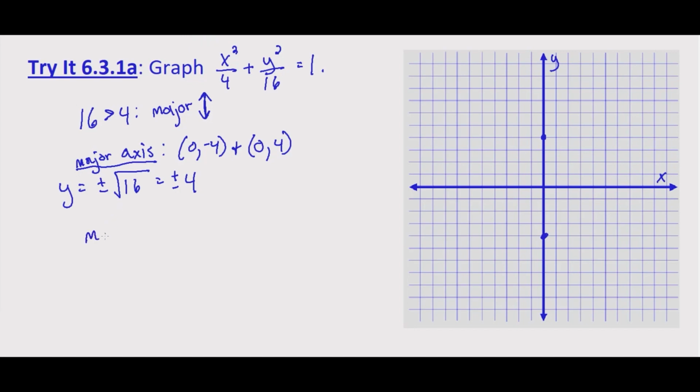Now we find our minor axis vertices. That's where x equals plus or minus the square root of its denominator, which is 4. So x equals plus or minus 2. And that means our minor axis vertices are at (-2, 0) and (2, 0).